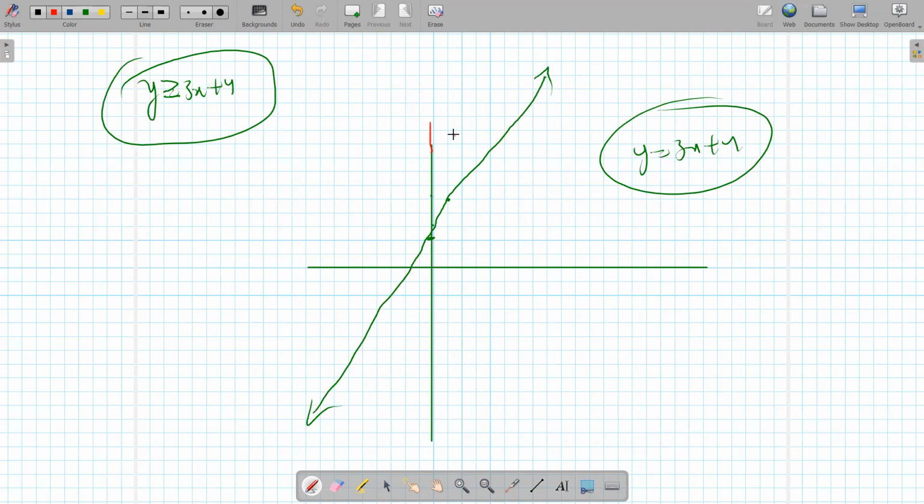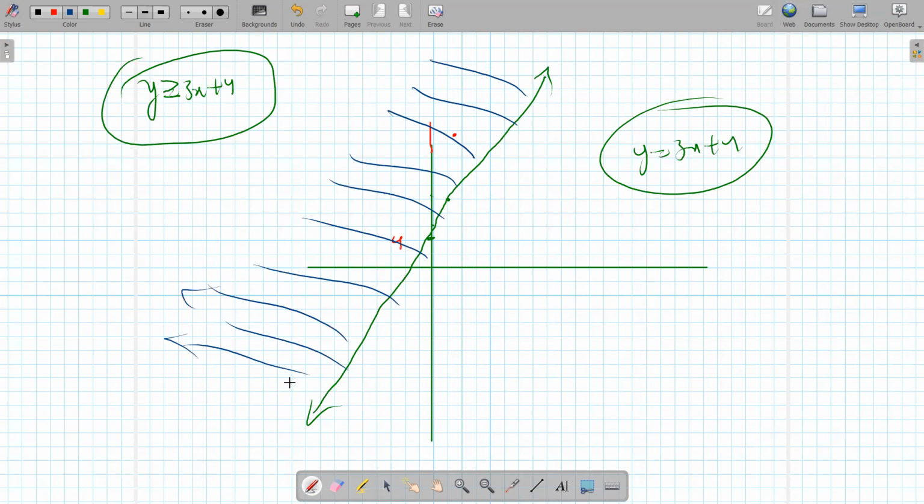Let's pick this point. Is that point greater than or less than 4? If this is 4, is that point greater than or less than 4? It's greater than 4. So the inequality looks like this. Just draw arrows on this side, like that. And that's going to be your inequality. y is greater than or equal to 4.